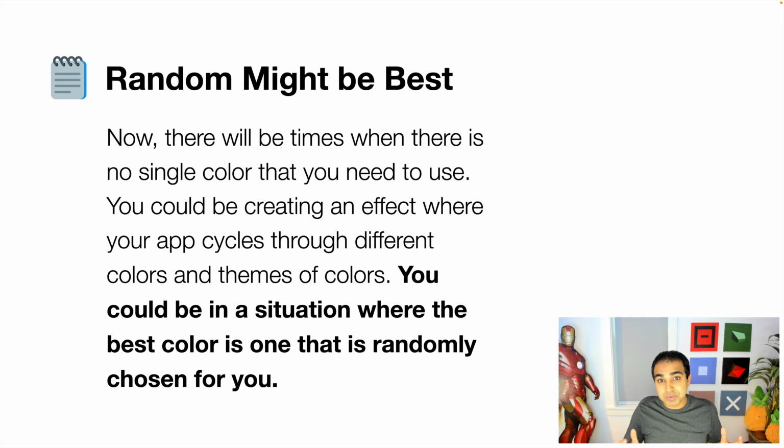Now, there will be situations though where we don't want a predefined color. You might have a more casual or more fun situation. We're creating an effect where you have an app that cycles through different colors and themes of colors, or it could be a situation where the best color is one that is randomly chosen for you by our browser, or by our web engine in this case, and not by us. And that's what this video is really going to dive into: if we had to generate a color randomly, what are some of the best ways of being able to do that?